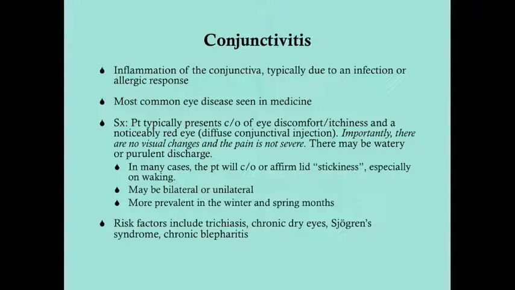Conjunctivitis can be bilateral or unilateral. Usually when it's the allergic conjunctivitis, it tends to be more bilateral. When it's infectious, it tends to be more unilateral, but that doesn't have to be the case. And like I mentioned earlier, it's more prevalent in those winter and spring months, November through April. Risk factors for conjunctivitis include trichiasis, chronic dry eyes, Sjogren's syndrome, which is an autoimmune chronic dry eyes, and chronic blepharitis.